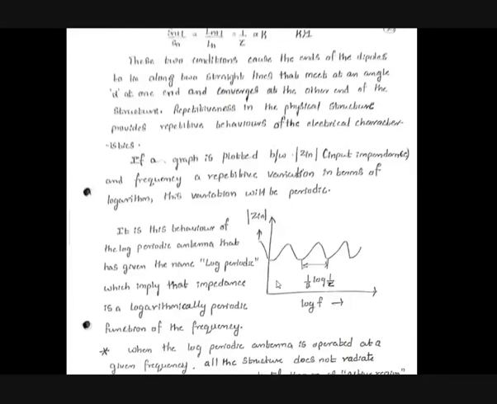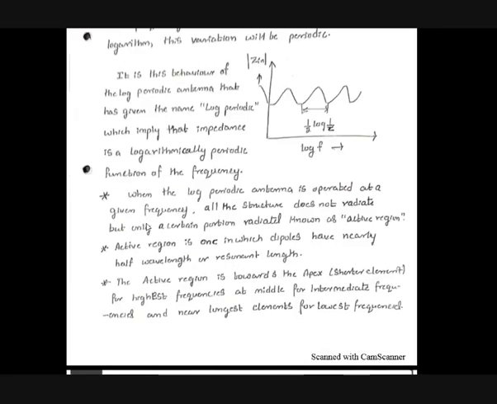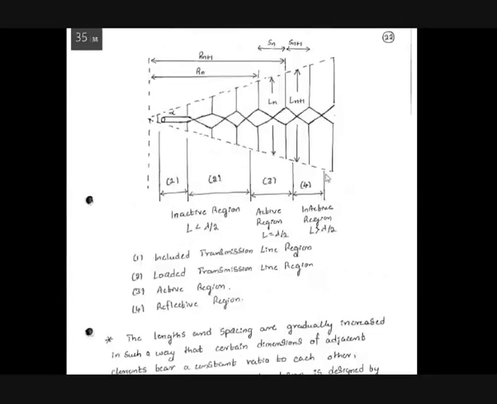Now if at all we consider a graph, this is the graph which has been plotted, the input impedance versus the frequency, that is a logarithmic frequency. Whatever behavior is there is going to be repeated as and when the frequency increases. That's why this particular dipole is called a log periodic dipole. When this log periodic dipole is operated at a given frequency, all the structures are not going to radiate. As I said, maximum radiation will be there in the active region. There is minimum radiation, or no radiation, in the inactive regions.